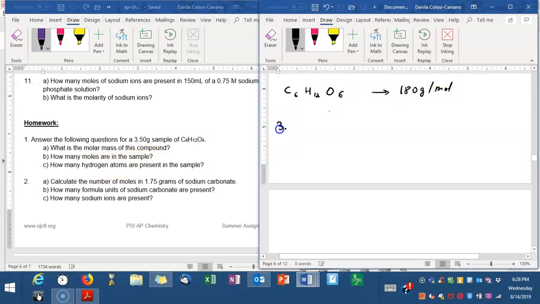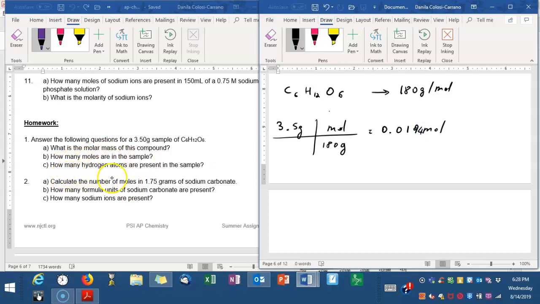How many moles are in the sample? Well, you have 3.5 grams, right? So divide this one by 180 grams per mole. So the moles are 3.5 divided by 180, which is 0.0194.